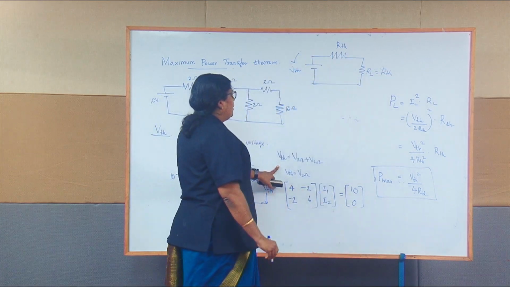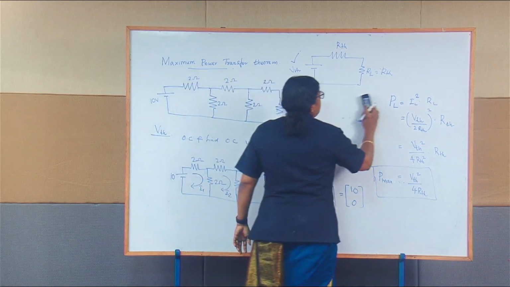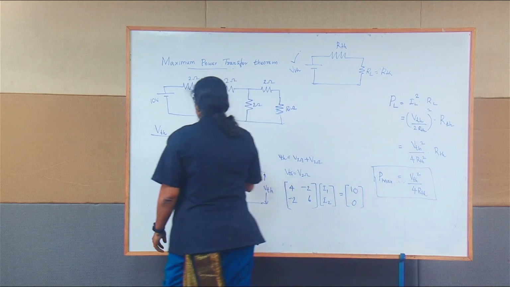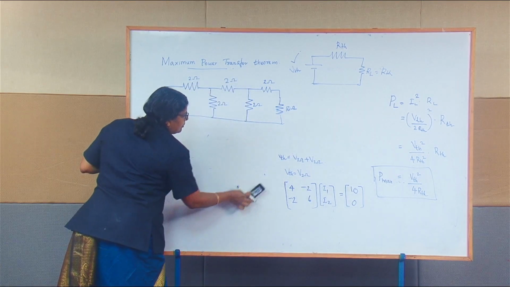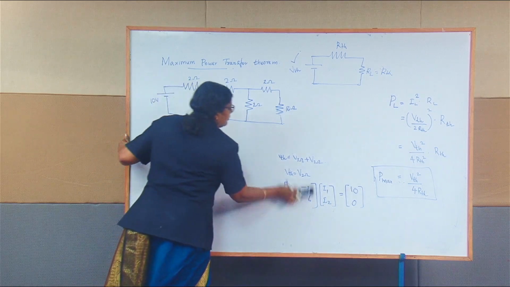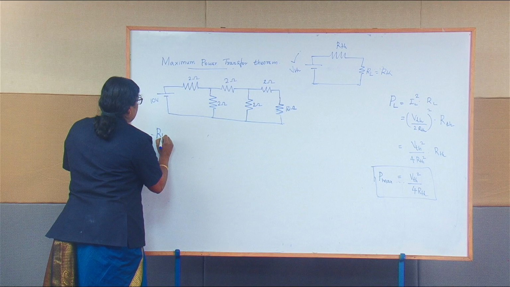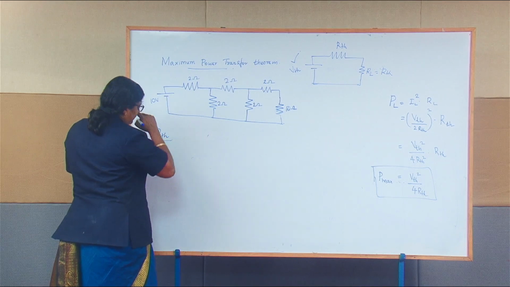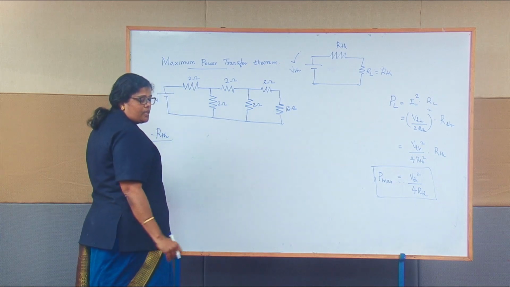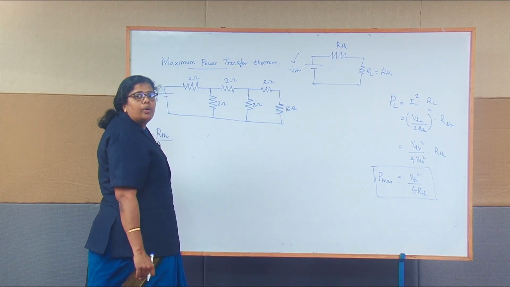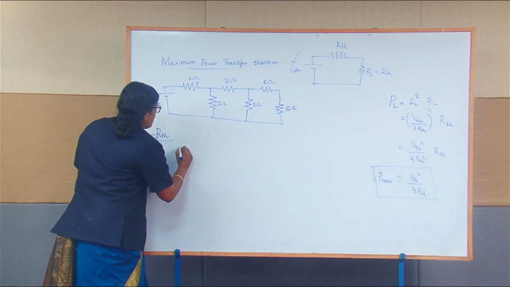Now to find the R Thevenin value, that is similar to Thevenin's theorem itself. To find R Thevenin, we have to short circuit the voltage source, open circuit the load, and open circuit the current source if there is any. So I'm going to short circuit the voltage source here.